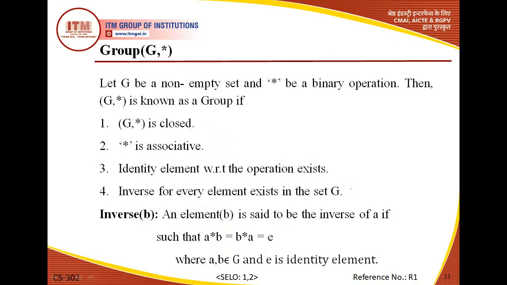Now let's see the most important thing, which is known as the group. We are studying all of these algebraic structures in order to study groups. Let G be a non-empty set, and let star be a binary operation. Then G star is known as a group if G star is closed, star is associative, the third point is that the identity element with respect to the operation exists, and the fourth point is that an inverse for every element exists in the set G.